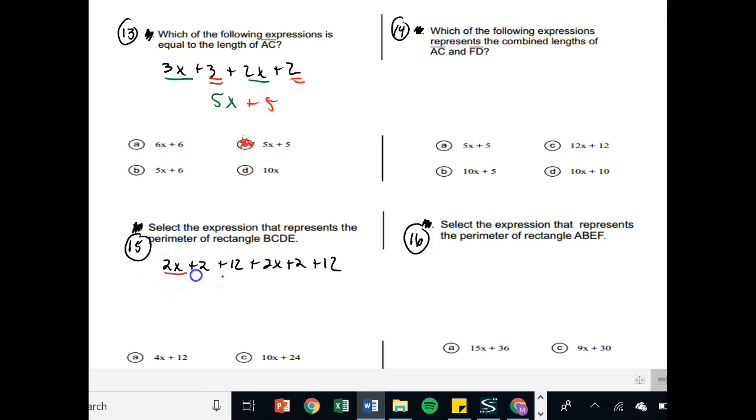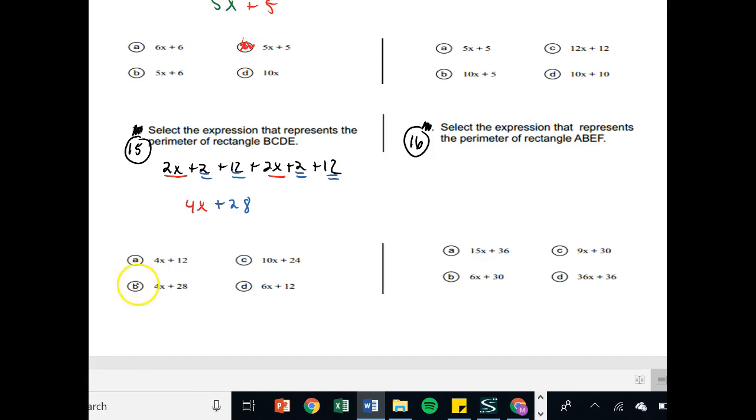Now, look for like terms. 2x, 2x, that's 4x. And then 2, 12, 2, 12. Well, there's all constants, but I can add them all together, right? So 2 plus 12 is 14. 2 plus 12 is 14. That's 28. Plus 28. And go ahead and select B as my answer.